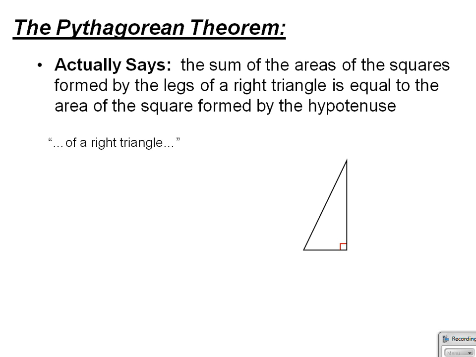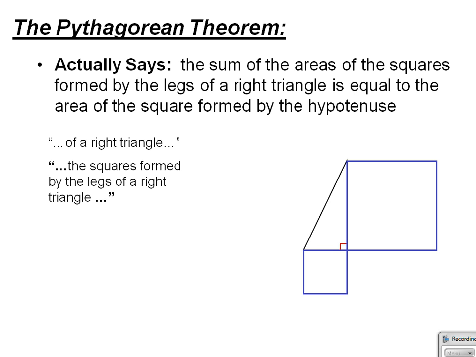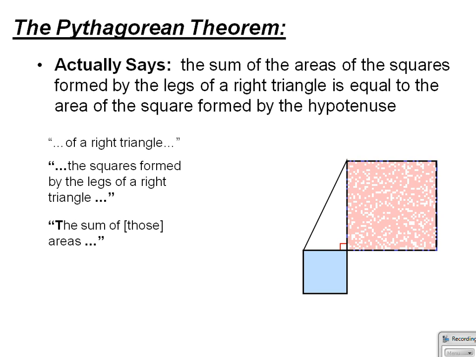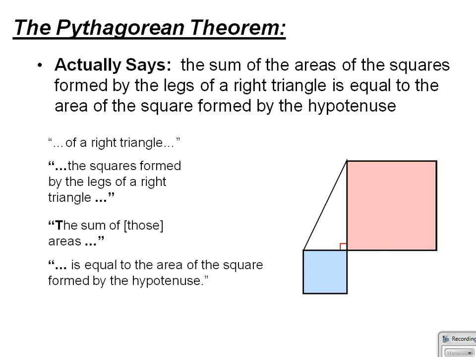First of all, we're working with a right triangle. So let's begin with the right triangle. Now, the theorem begins by saying the sum of the areas of the squares formed by the legs of the right triangle. So let's form some squares off the legs of each right triangle there. Now the sum of these areas. If we were to calculate the area of each of these two squares and add those areas together, we would get a result that is equal to the area of the square formed by the hypotenuse.